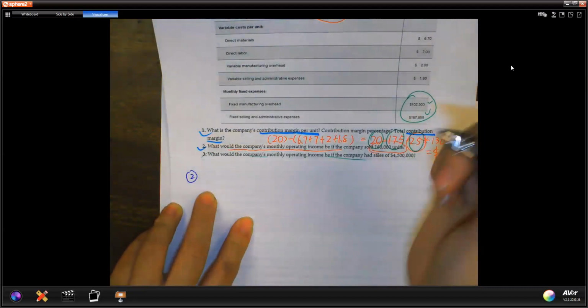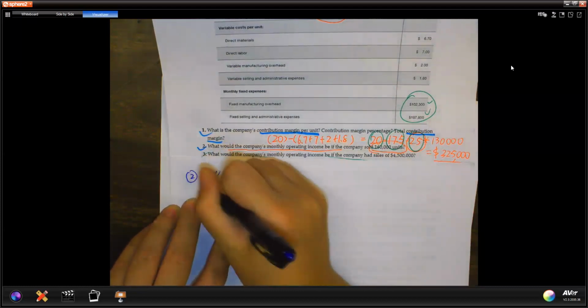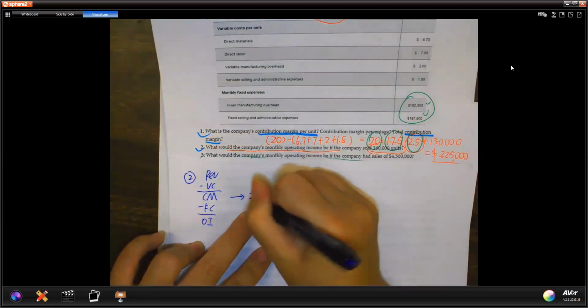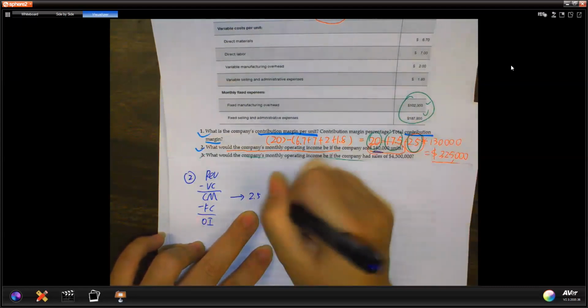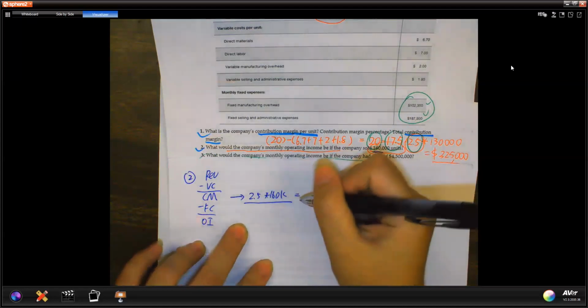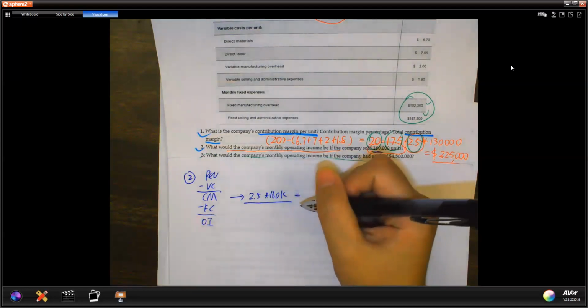So it's asking you about your operating income. You have your revenue minus variable cost, which gives you contribution margin, minus fixed cost, which gives you operating income. And then we said the contribution margin for each unit is 2.5, and we are selling 160,000. So that gives you total, I'm sorry, how much is it?